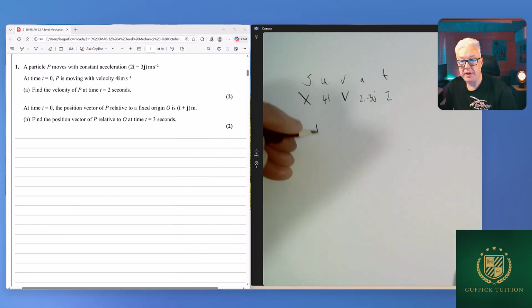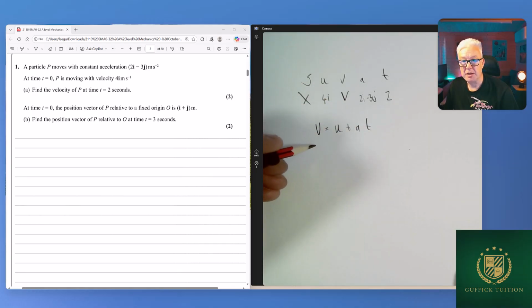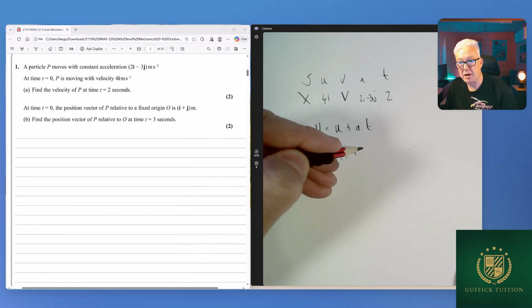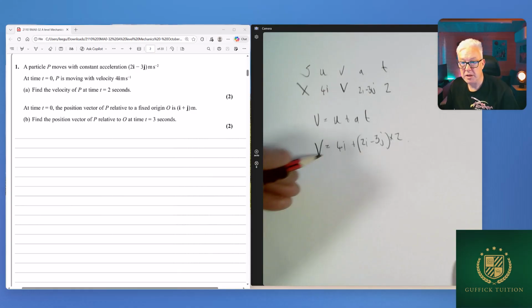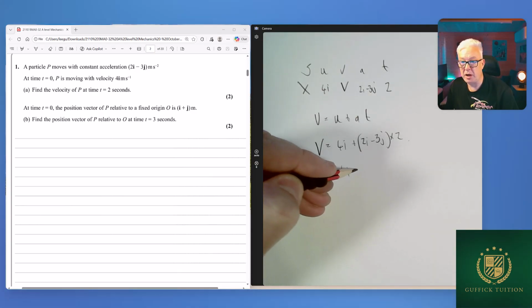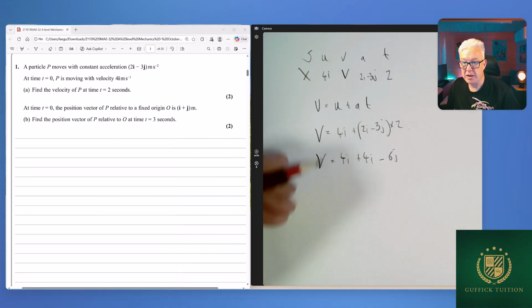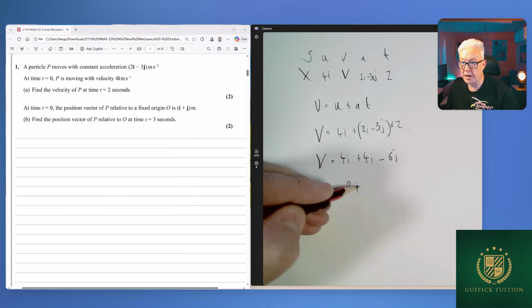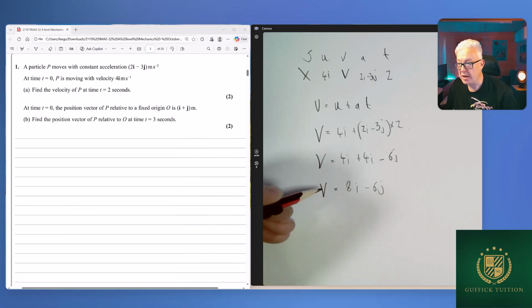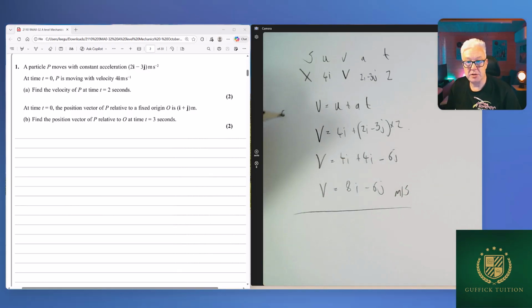So therefore it's going to be v is equal to u plus at. It's going to be the appropriate SUVAT. So we're trying to find v. So u is 4i. The acceleration is 2i minus 3j times by 2. So therefore the velocity is 4i plus 4i minus 6j. So therefore the velocity is going to equal 8i minus 6j. So 8i minus 6j meters per second is our answer to part A.